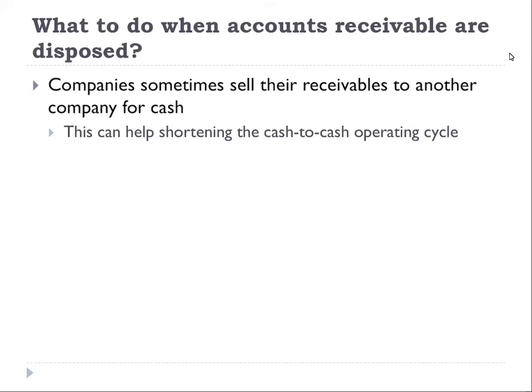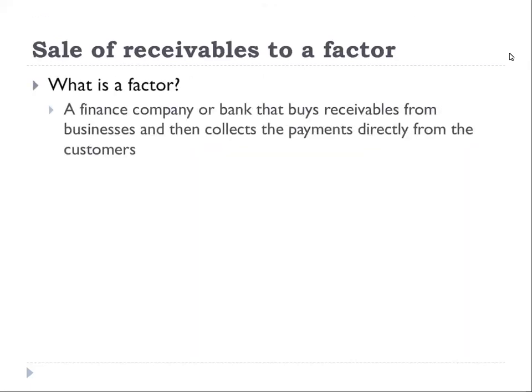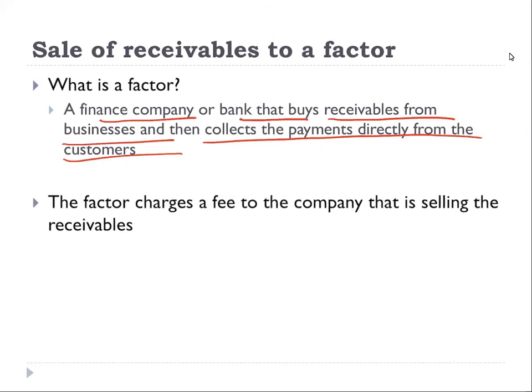Companies sometimes may sell their receivables to other companies for cash. Companies may do it for different reasons, and one reason is to shorten the cash-to-cash operating cycle of the firm. If the firm sells those receivables, they're able to get cash back earlier. And this is called factoring, the sale of receivables to a factor. What is a factor? A factor is a finance company or bank that buys receivables from a business and then collects the payment directly from customers. Factors usually charge a fee to the company that is selling the receivables.